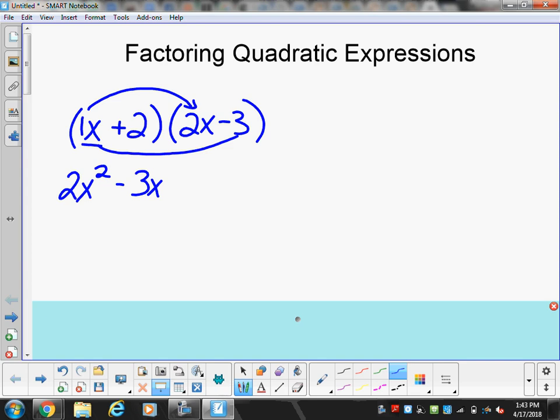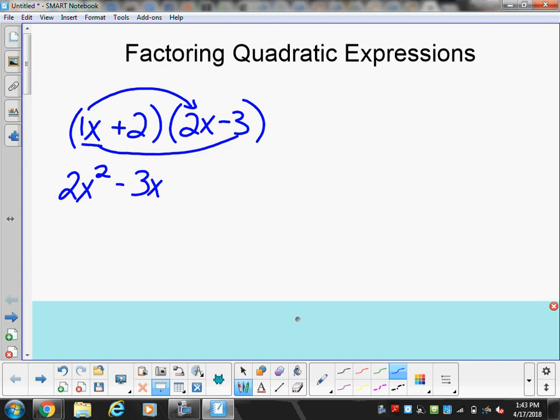Okay, I'm taking this first term and I'm multiplying it by the 2x, which gives me this, then multiplying it by the negative 3, which gives me this. So x times negative 3 is negative 3x. So, x times 2x is 2x squared. You just multiply. When you do x times x, you get x to the second power, which is x squared.